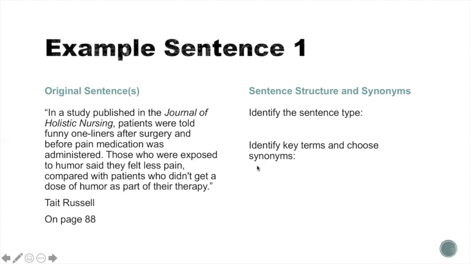And so you might pause this video, list some of these words like patients. Is there another word you can use instead of patients? One-liners, is there another word you could use instead of one-liners? Pain medication, is there another way to state that, right? You can list words that you're seeing and identify synonyms. And using the internet is fine in this sense. What you might do is look up a synonym for patients, or a synonym for humor, or a synonym for one-liners. And that can help you in listing synonyms here.